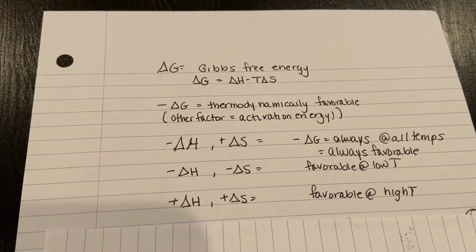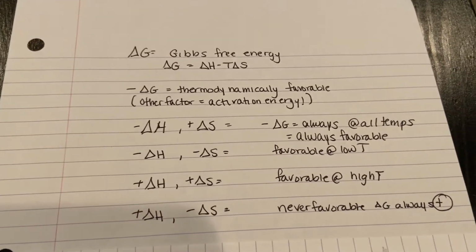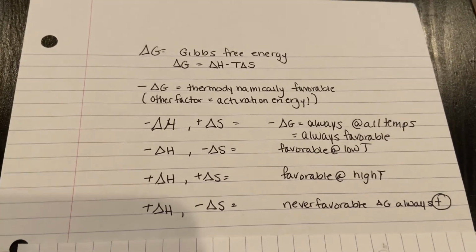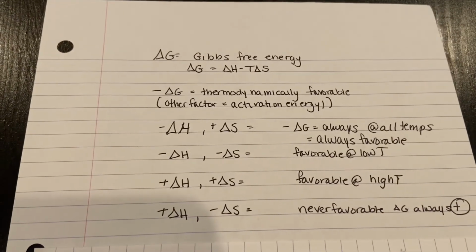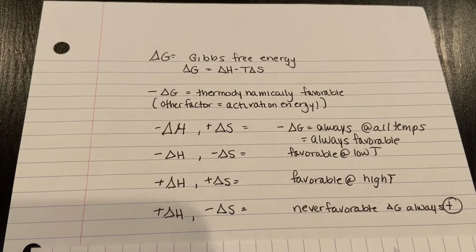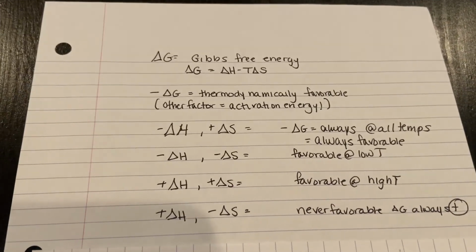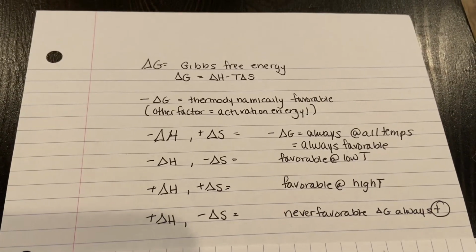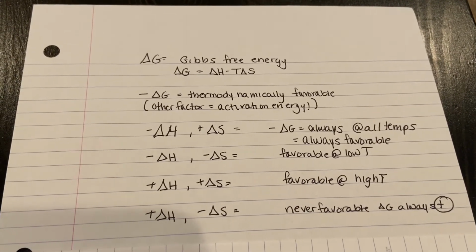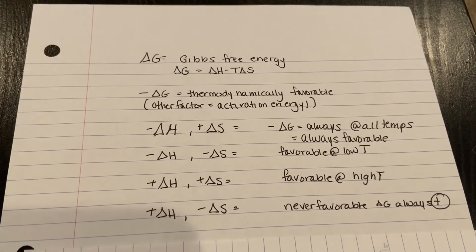delta G is 0. And then finally, we know that the opposite of the situation that's always favorable would never be favorable. Positive delta H, which is endothermic, and negative delta S, which is decreasing the entropy. Plugging those into the delta G equals delta H minus T delta S formula will always give us a positive delta G, which means that those situations taken together will never make for a thermodynamically favorable reaction, because the delta G will always come out to positive mathematically.